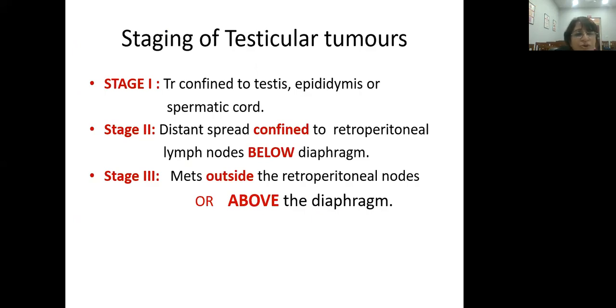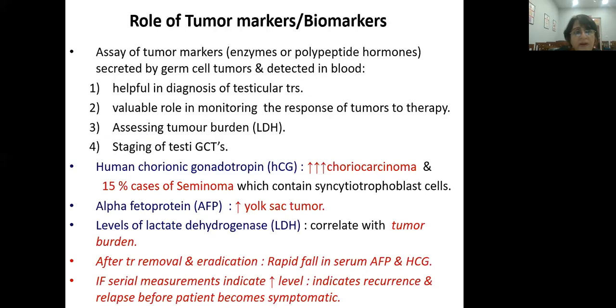In stage two, it has spread beyond the confines of the testes, but the spread is confined to the retroperitoneal lymph nodes below the diaphragm. In stage three, there is spread outside the retroperitoneal lymph nodes, or there is spread above the diaphragm. You must remember these stages of testicular tumors.